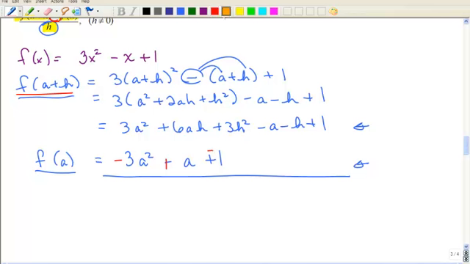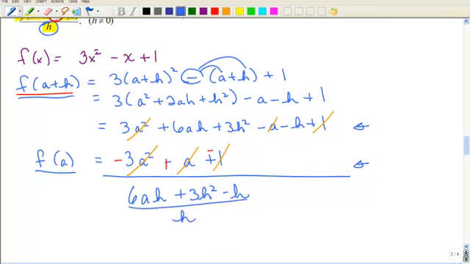So 3a squared minus 3a squared is 0. A negative a and a positive a is 0. And a positive 1 and a negative 1 is 0. So what we have left is 6ah plus 3h squared minus h. And the very last thing we need to do is to divide by h. Now that is according to that formula. So we need to reduce that.